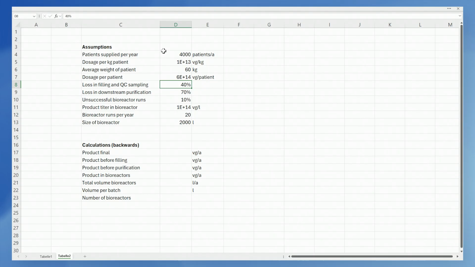And even the fact that you need to fill a little bit more liquid in the vials than is actually needed, just for the doctors to be able to aspirate the 2 milliliters, for instance, you would have to fill maybe 2.2 milliliters in the vial just to be able to avoid air in the syringe.